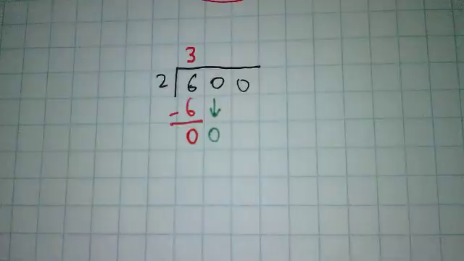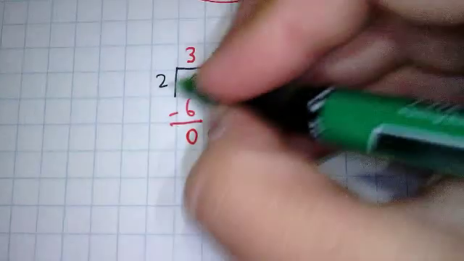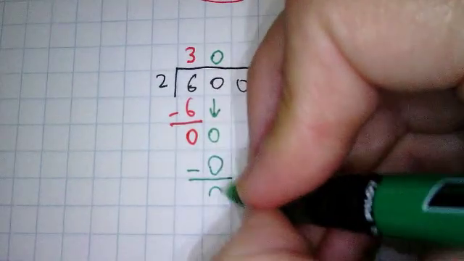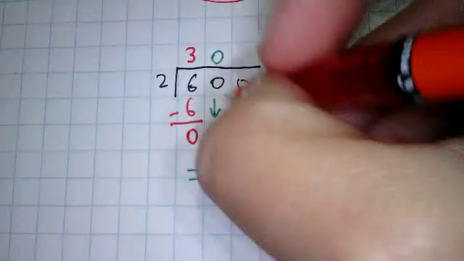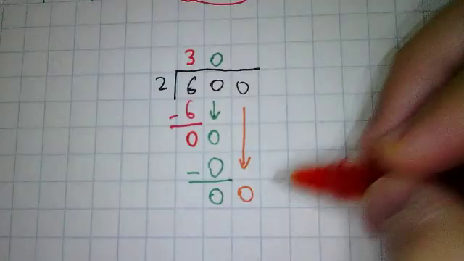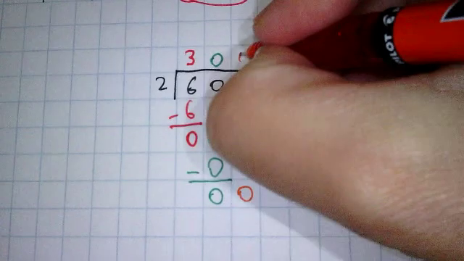0 times. So I write my 0 up here. What is 0 times 2? 0. I subtract, I get 0. Then I bring down my 0. What number do I have here? 0. How many times does 2 go into 0? 0. I write my 0 up top.